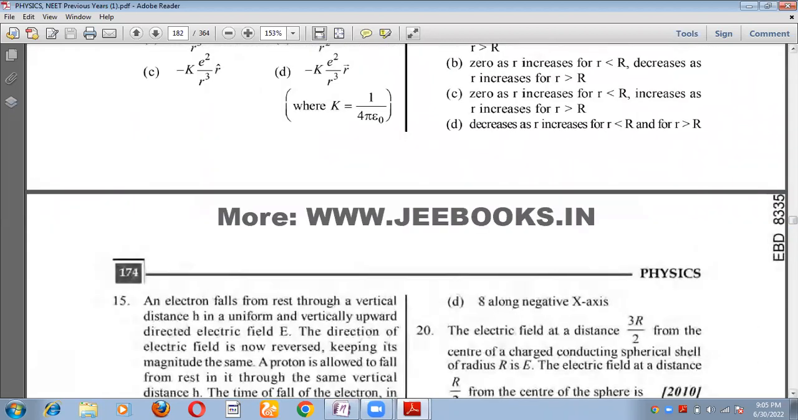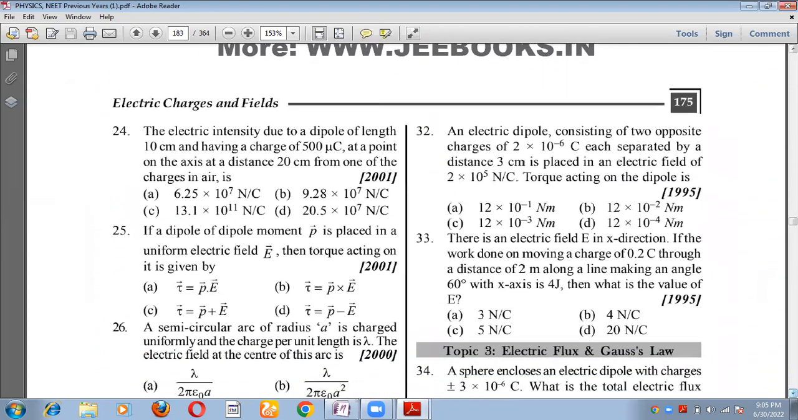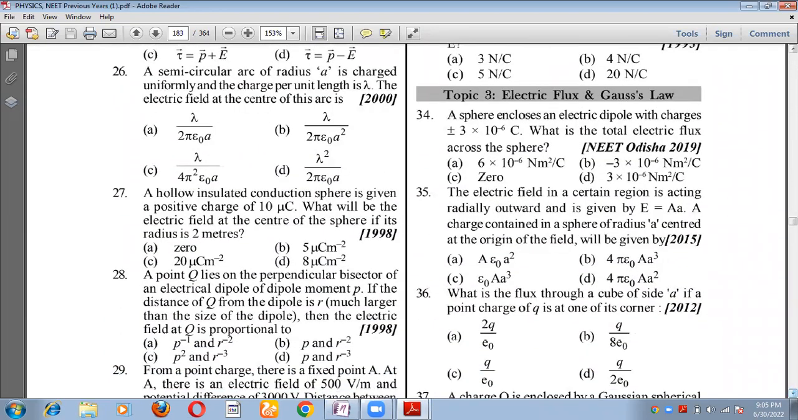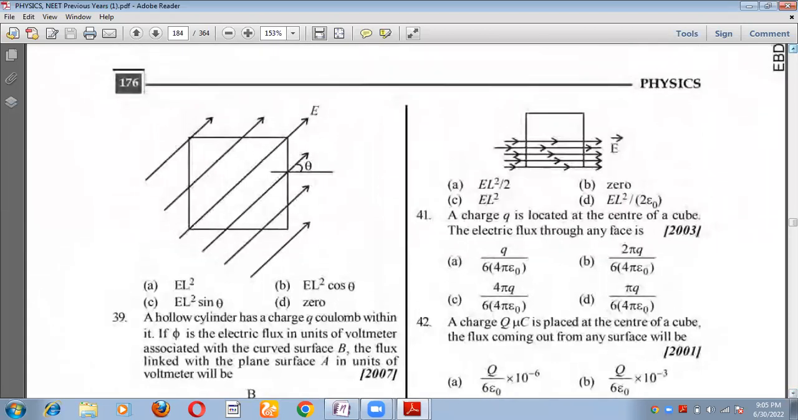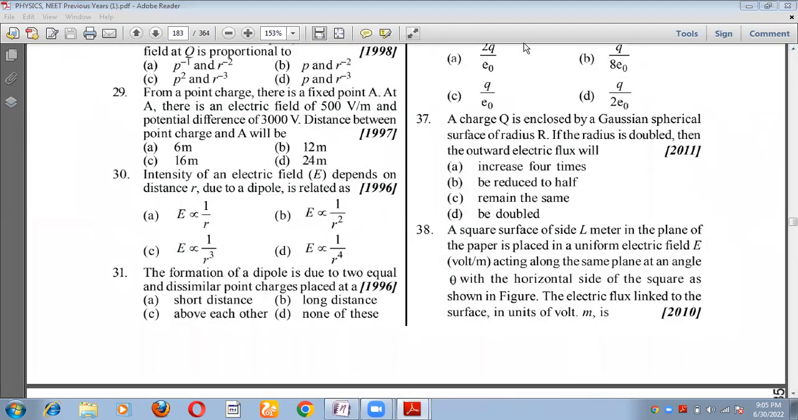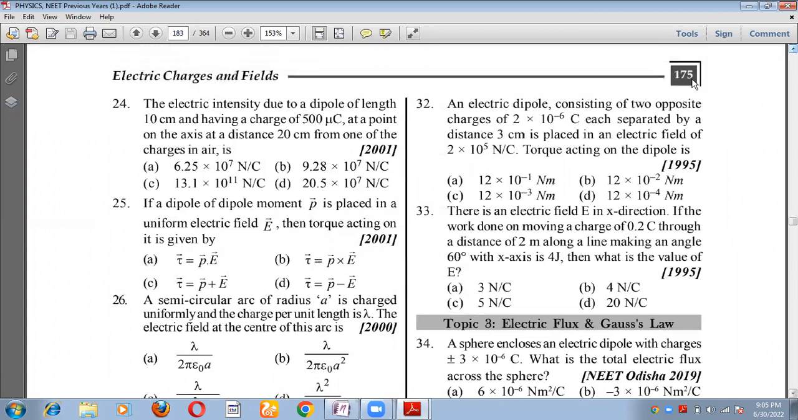We were discussing a topic. We discussed the 24th question. So I think we were discussing 24. Yes, sir. We finished it.